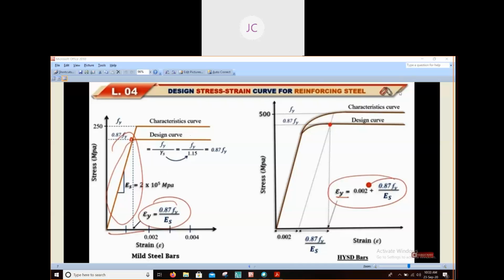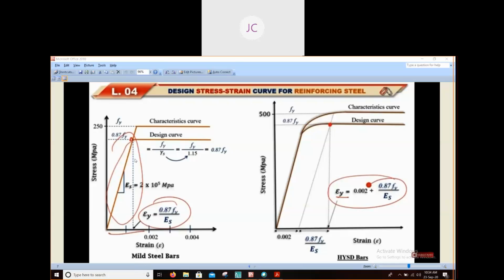Okay, next let us see HYSD bars. In HYSD bars your curve will be a little bit different. This straight line portion, up to this point, is our elastic region. You can see a straight line, which means your stress is increasing as well as your strain. Up to the elastic region, the maximum strain is 0.002. Elastic region means your stress is directly proportional to strain.